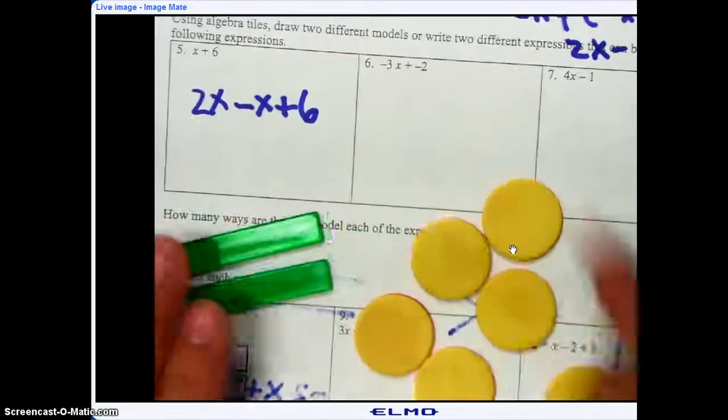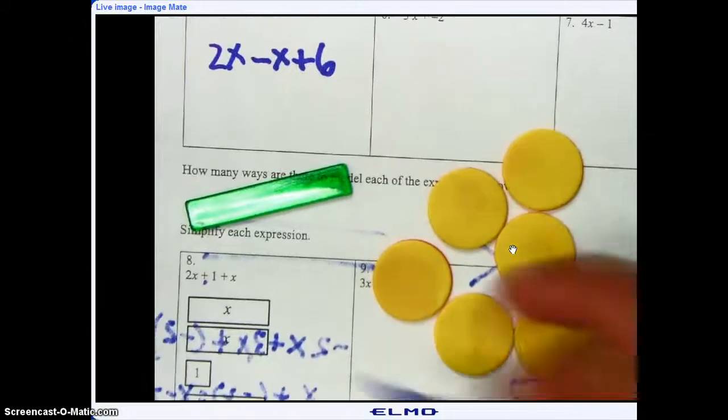All right, it says write 2 ways to do it. So here's the original problem. Let's come up with one other way to do this.